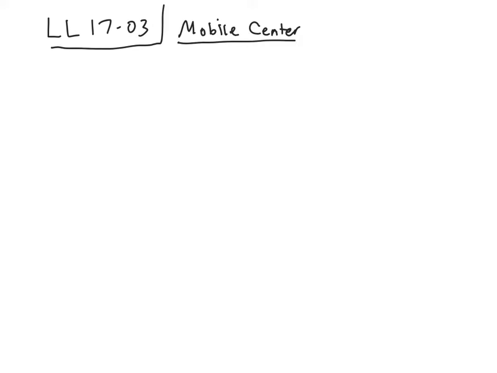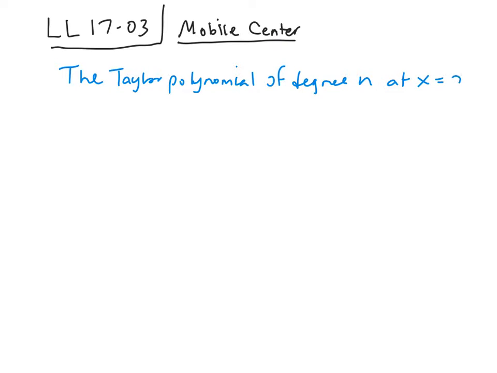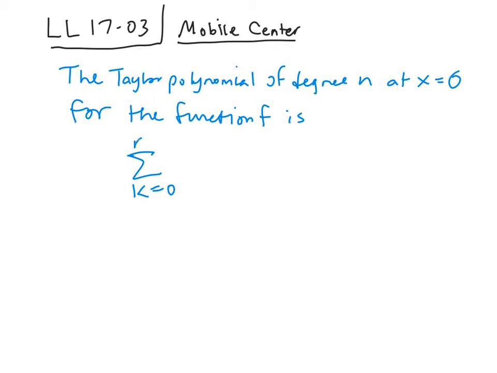So first, just by way of review, the Taylor polynomial of degree n at x equals 0 for the function f is the sum from k equals 0 to n. I was about to use n as the index of summation, but I've already fixed it here, which means I can't use it as my index of summation anymore.